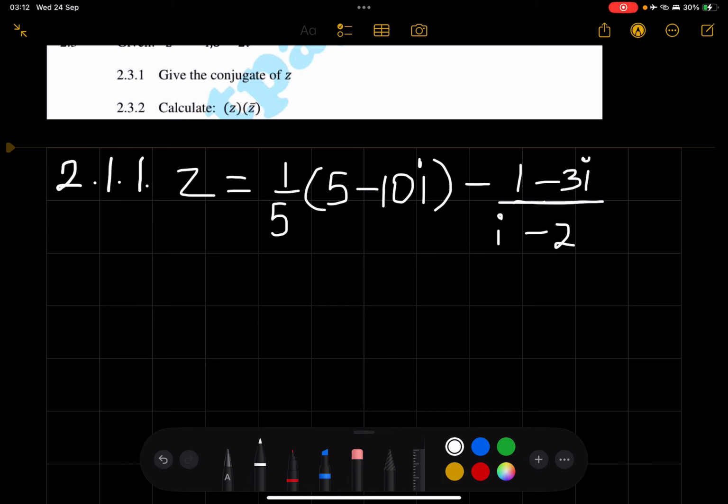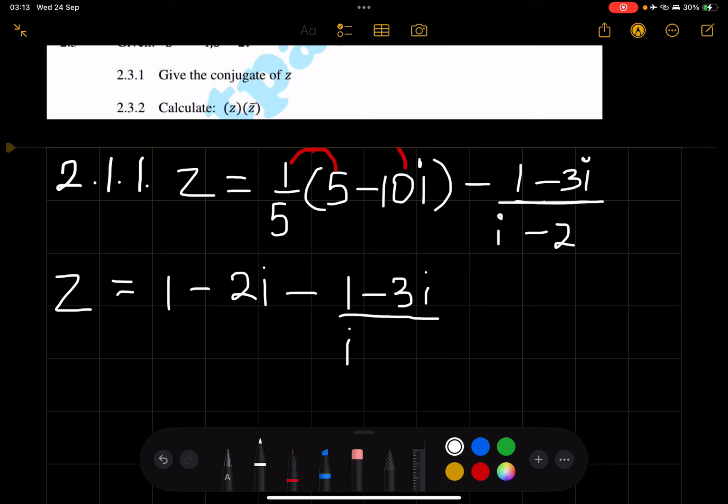So the first thing I'm going to do here is multiply. 1 over 5 times 5 will give us 1, right? And then 1 over 5 multiplied by negative 10i will give us negative 2i, right? Okay, so far we have this. Let me just write the last part. We have i minus 2 at the bottom, okay?